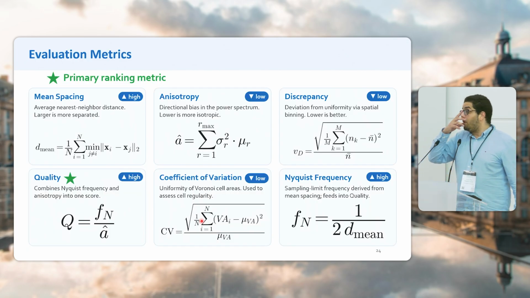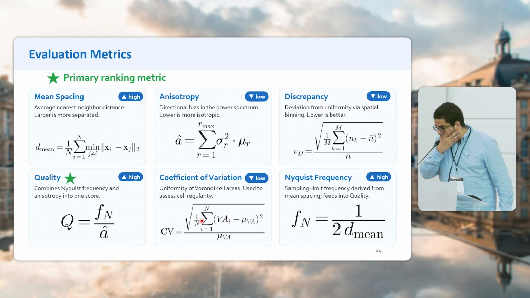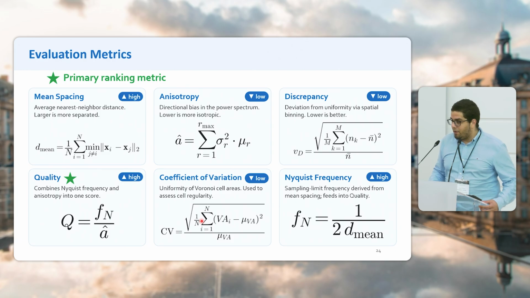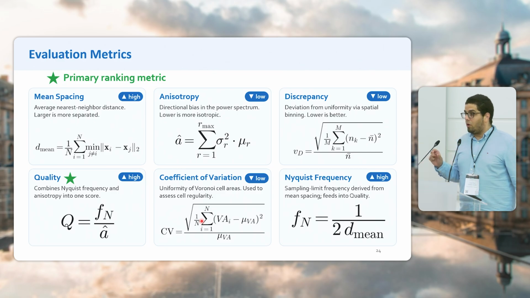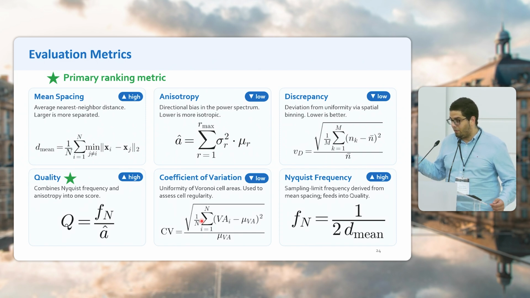So I was talking about how you measure the quality of blue noise, and for that we use metrics. For example, the mean spacing and the discrepancy tell you about the separation of the points, whereas the anisotropy tells you if it's isotropic or not. We focus on the quality metric that combines the separation for the Nyquist frequency and the anisotropy value. So basically, the larger, the better. There is also the coefficient of variation that tells you how uniform the Voronoi cells are.